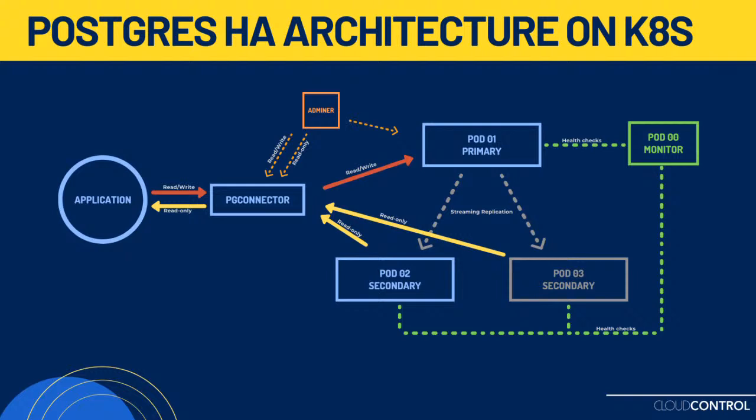So when you mentioned the PG connector redirecting the calls to read write and read only, how is it checking behind the scenes? What is the architecture behind the PG connector in terms of figuring out which underlying pod to connect to?